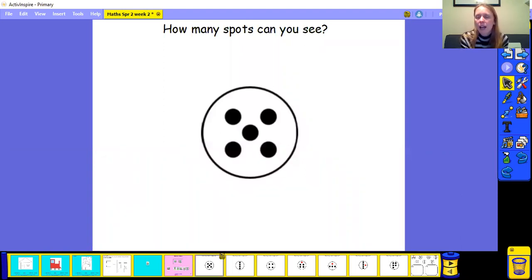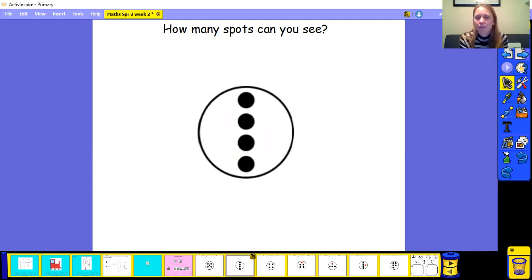See if you can recognise how many spots there are inside each circle. How many spots do you see on this circle? That's right, there are 5. It looks like a 5 on a dice. It has 4 spots around the outside and 1 spot in the middle.